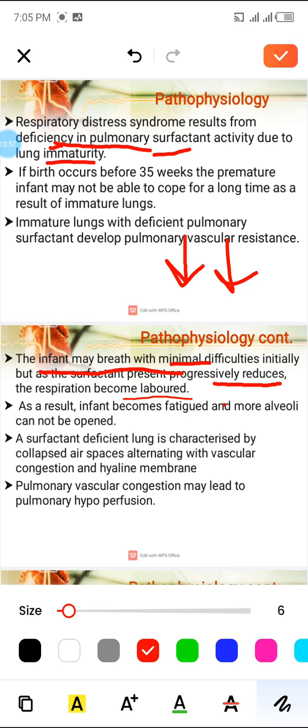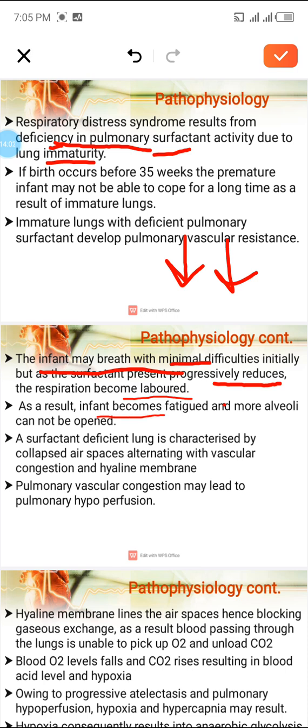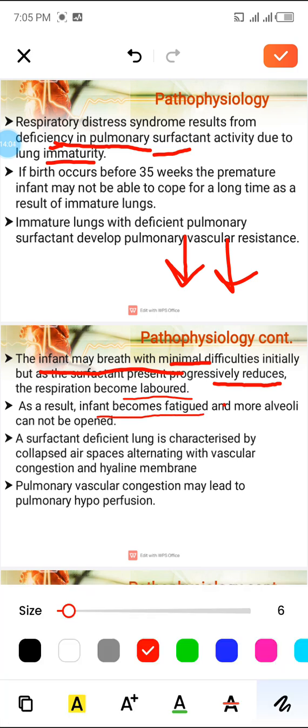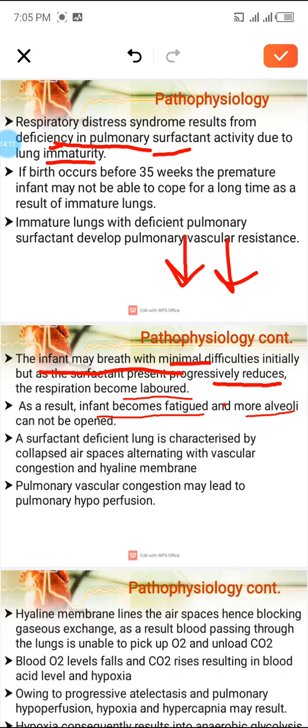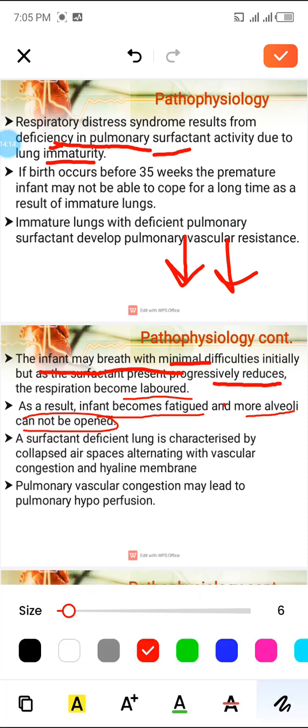As a result of this labored breathing, the infant will become fatigued, meaning that the infant will become very tired. And then more alveoli cannot open. More alveoli cannot be opened because there is no surfactant which helps the alveoli to open. So since the alveoli are not opening, the child will go into what we call atelectasis.